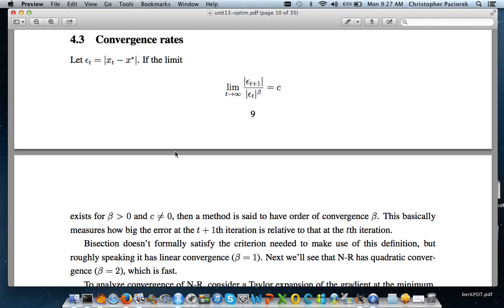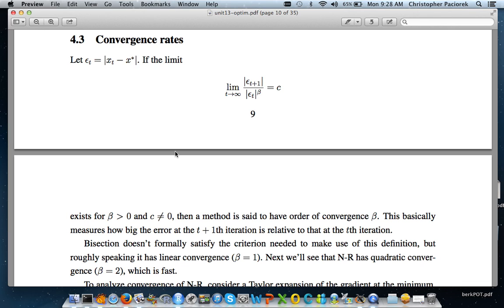And the idea is to see whether this quantity has a limit where I raise the denominator to some power beta and see if that converges to a constant. So why is that a useful thing to think about? Well, if we have epsilon_{t+1}, and I just rearrange that equation, I have c epsilon_t to the beta. Let me just ignore the constant for a moment and just think about raising this to a power.